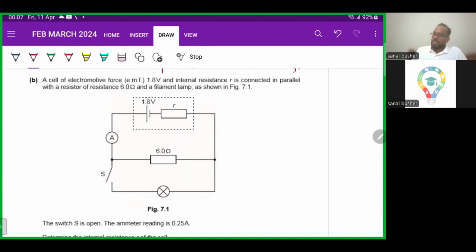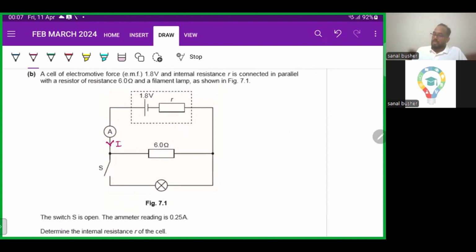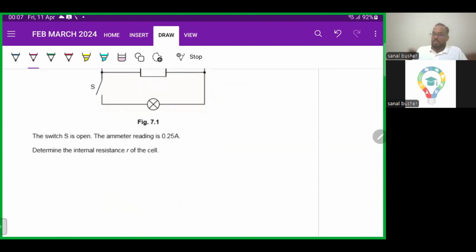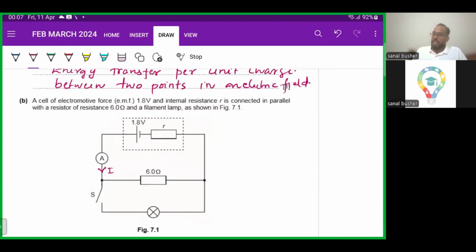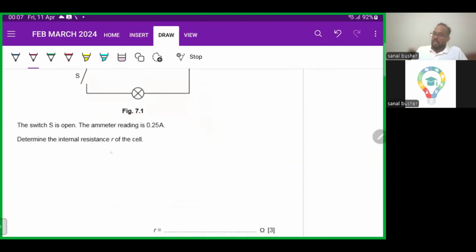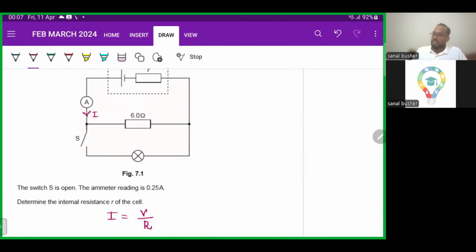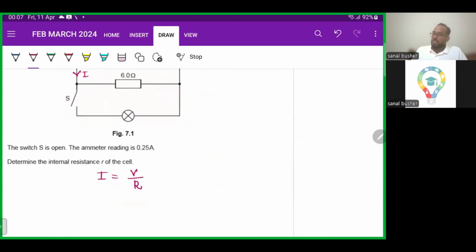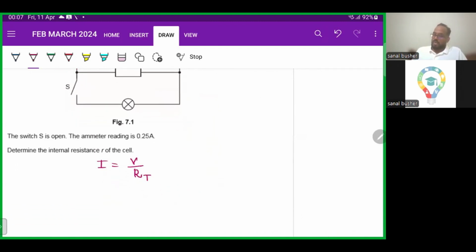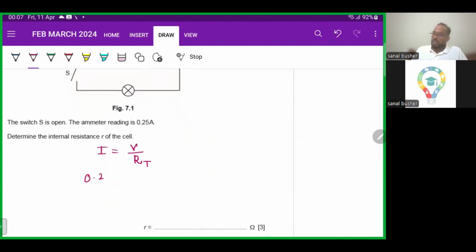Okay, so now you can see that the current I is coming from here. It is passing through 6 ohm, then the internal resistance also. r and the 6 are in series only. So what is the maximum potential here? That is 1.8 volt, right? So you know that I is equal to V by R. Here, applying in the first case, the two resistances are there, and you need to find the total resistance. So what is the current flowing? 0.25, which is equal to the potential available, 1.8, divided by the R total.